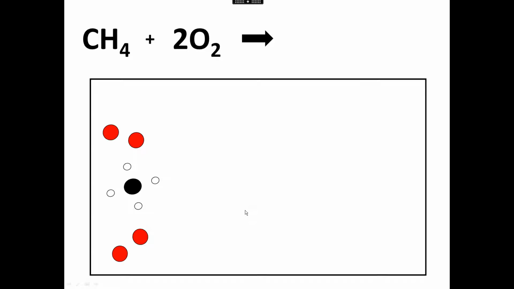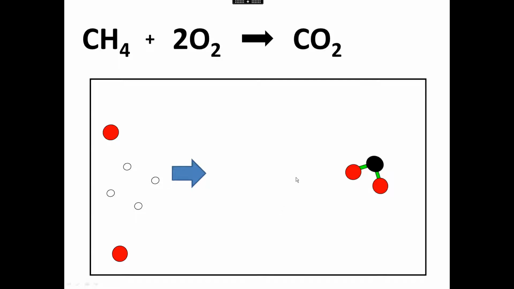Firstly, all the bonds break. So all the bonds have now disappeared. Then the atoms start to rearrange. So during a chemical reaction, atoms don't get lost or gained. They can't appear or disappear. They get rearranged. So the carbon joins together with 2 oxygens to form carbon dioxide, CO2. So carbon dioxide is made when the carbon atoms join together with the oxygen atoms.